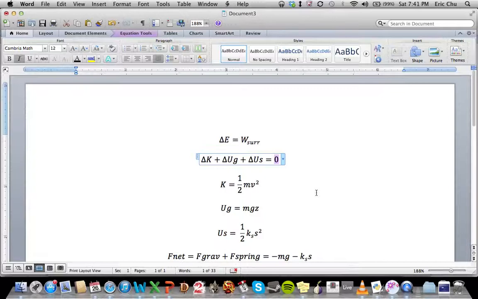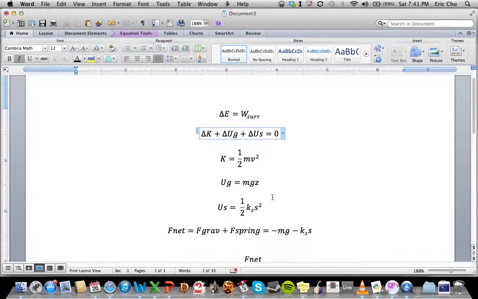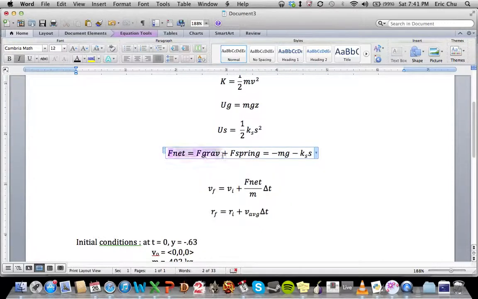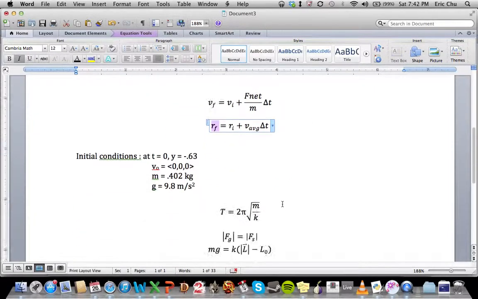There are no forces acting on the system outside of the system boundaries, so we're just going to set it equal to 0. F net is found here by assuming that the only two forces acting on the object are the gravitational force and the spring force. So we add those together to find F net, and once we find F net, we can find the final velocity, and this velocity can be used to update the final position of the mass after each time interval.